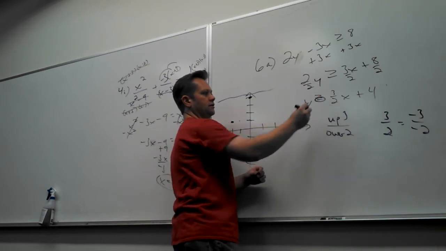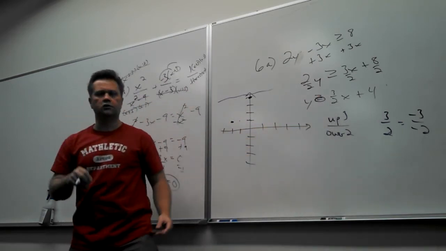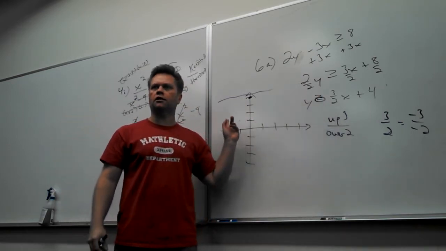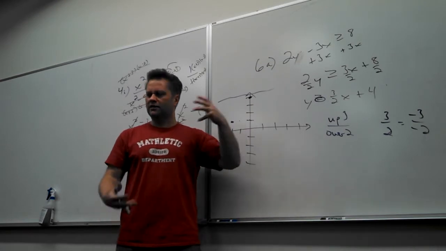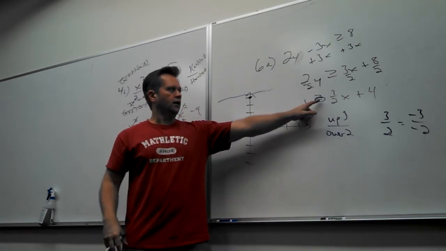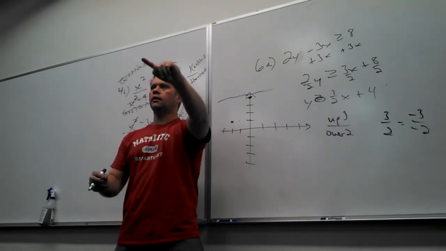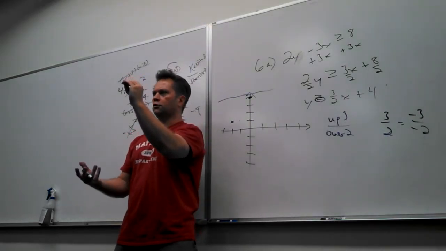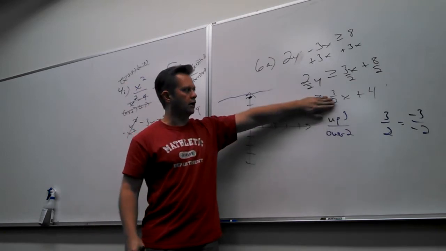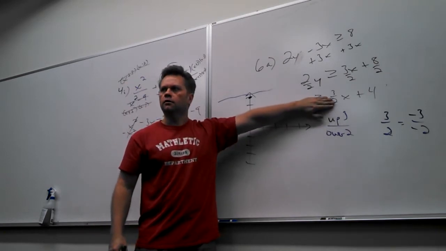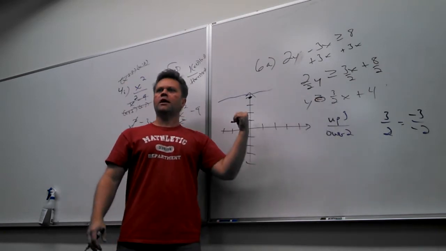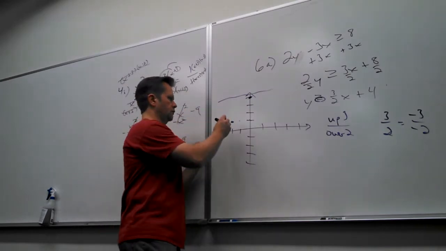Solid, because you're allowed. I like it. One of my students a few semesters back said, if you see a line, draw a line. I like that. So you want to make a solid line. Dotted line is sort of related to the old open circle idea. If that wasn't there, it would be a dotted line. But that line is there, so I make a solid line.